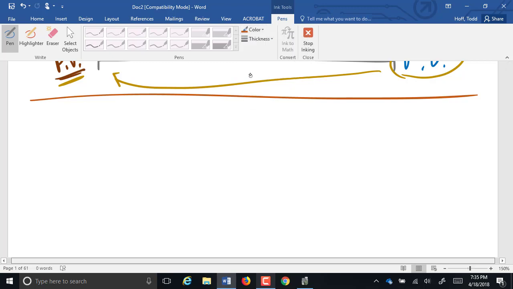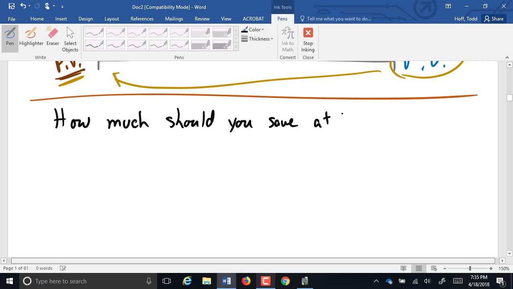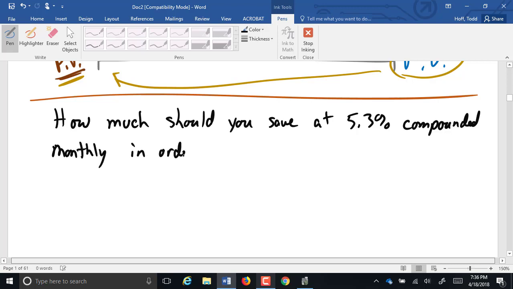And you want to know how much should you save at, let's go, 5.3% compounded monthly in order to have $7,000 in 10 years. So you want to have $7,000 sitting there at the end of 10 years.